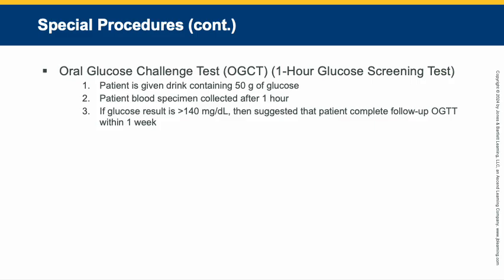Okay, if it is just a 1 hour glucose screening test, which can be done typically with our pregnant patients, the patient is given a drink that contains 50 grams of glucose. The patient blood specimen is collected after 1 hour. If the glucose result is greater than 140 milligrams per deciliter, then the patient has to go back and do the long test, which is the 3 hour oral glucose tolerance test. So this is just the 1 hour first. And if they fail that one, they have to go to the big one.